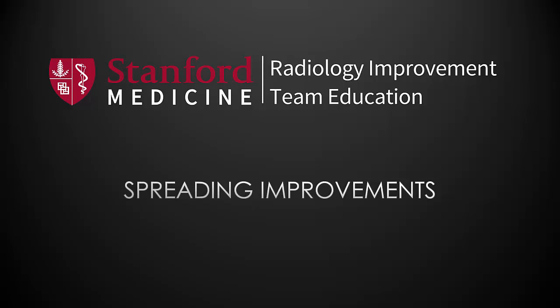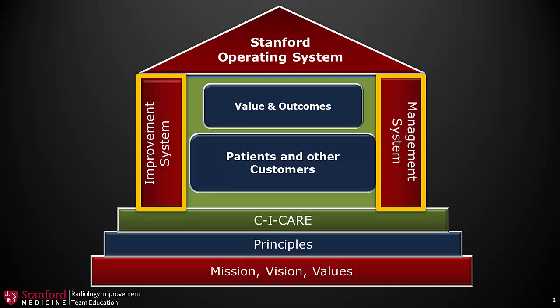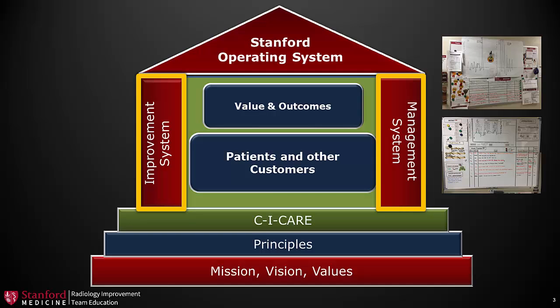As we come toward the end of your improvement project, let's think about the project and how it started in the first place. In the Stanford operating system, through our management system, we're solving problems on a daily basis. However, some problems require more time, effort, coordination, and resources than are possible with the daily management system. And that's where the improvement system kicked in.